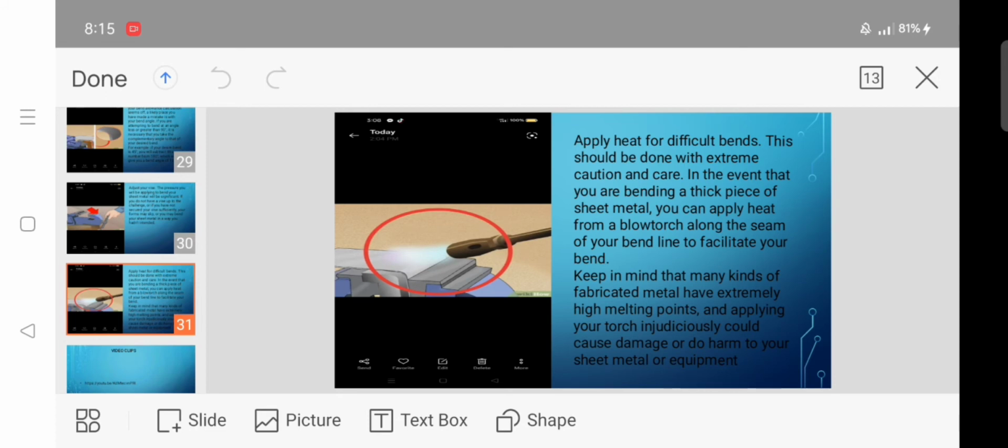Keep in mind that many kinds of fabricated metal have extremely high melting points, and applying your torch injudiciously could cause damage or do harm to your sheet metal or equipment.